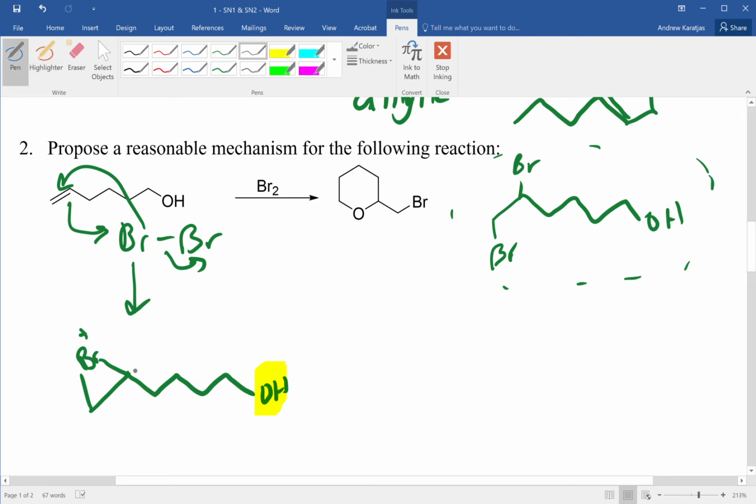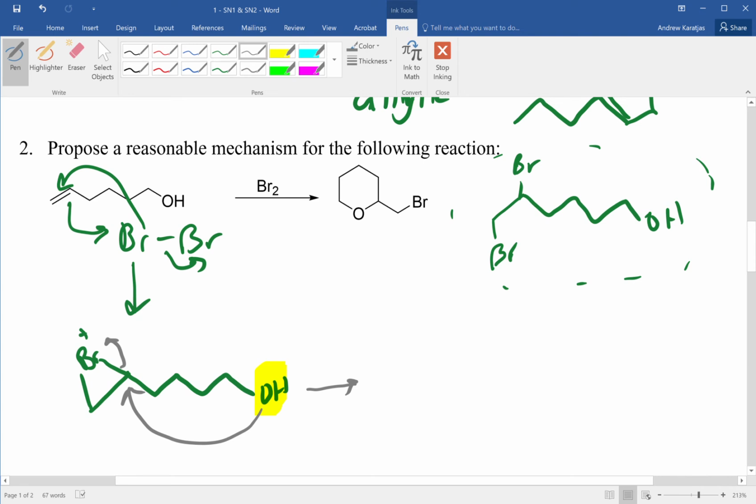Now, which carbon will it add to? Well, we've seen before it'll generally add to the more substituted carbon because of the positive charge. So the alcohol attacks, and that's what triggers opening of the three-membered ring.